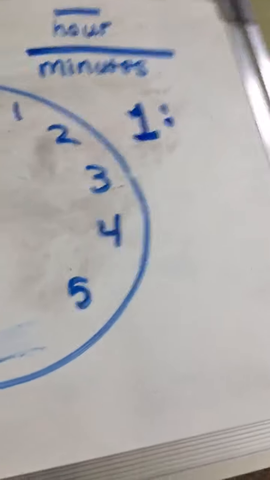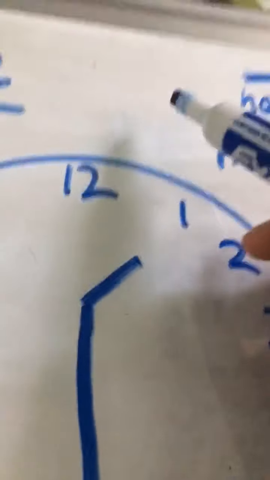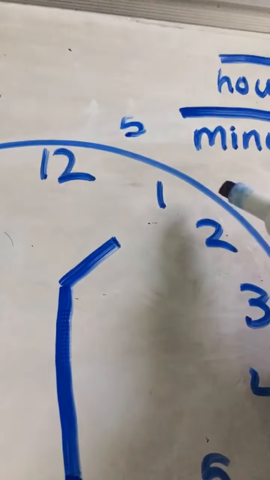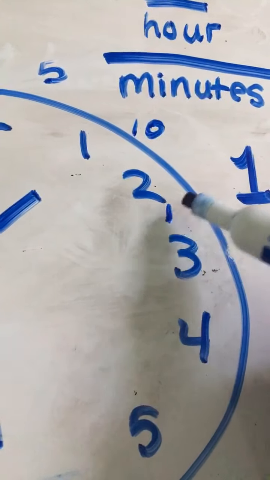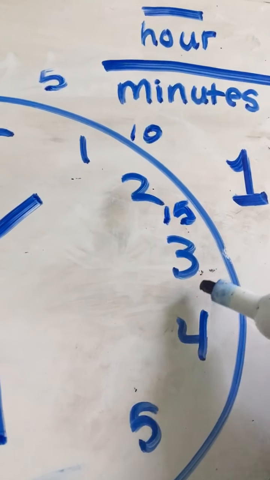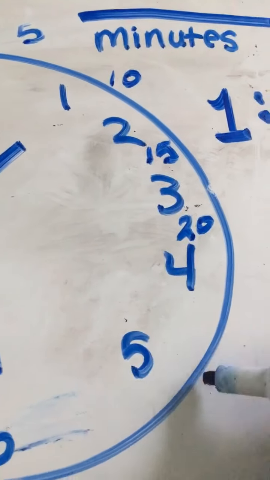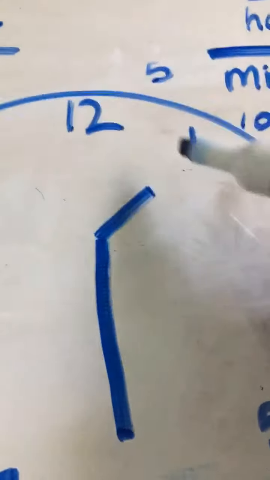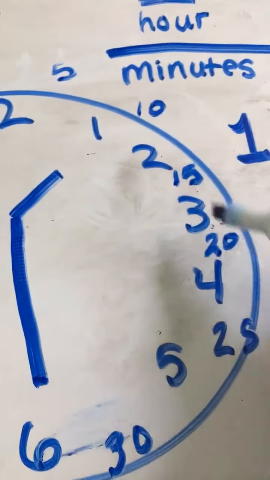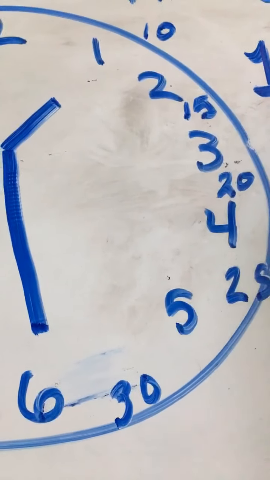But for your minutes, you have to count by 5s. So sometimes it's helpful to label your clock by the minutes so that you can figure out how many minutes you have. So if I go back, I have 5, 10, 15, 20, 25, 30. So it would be 1:30.